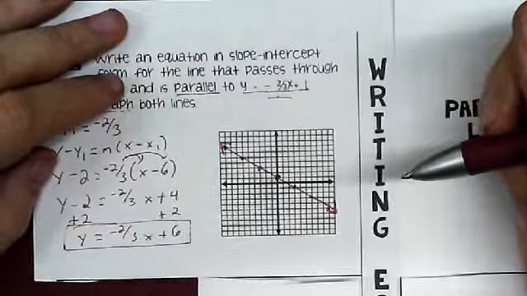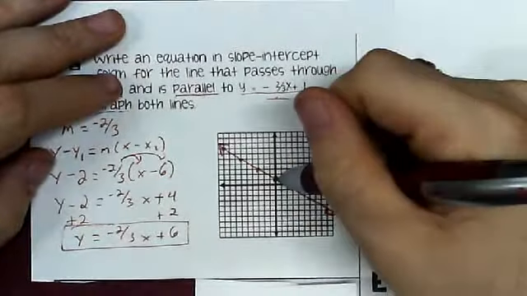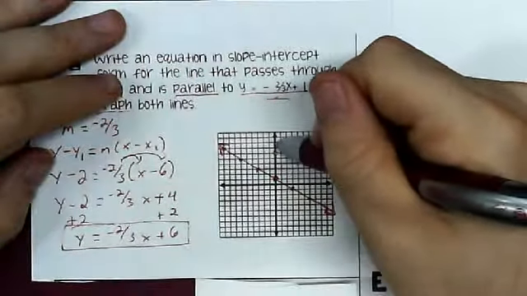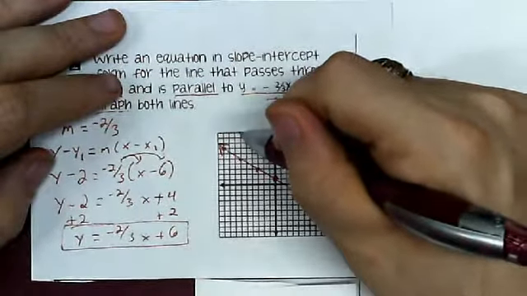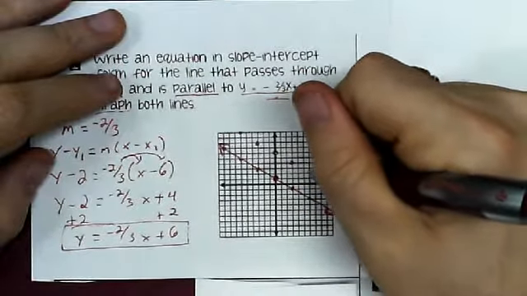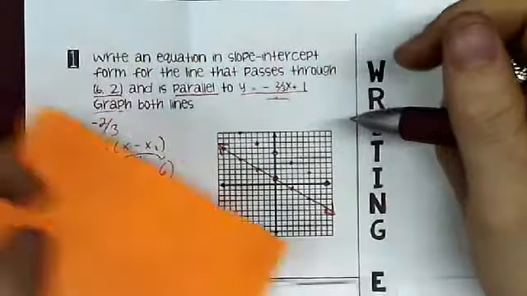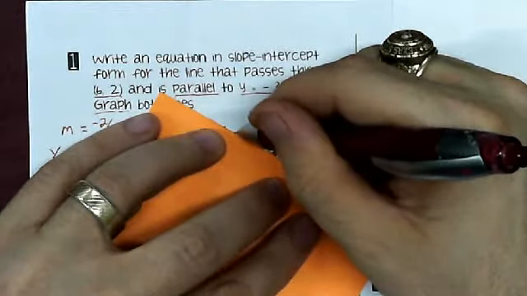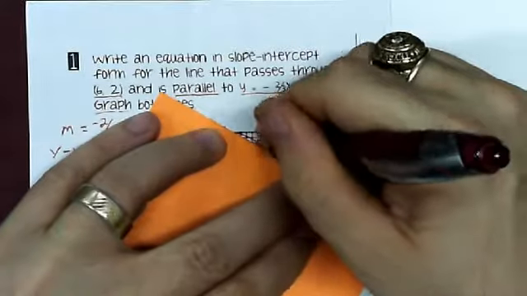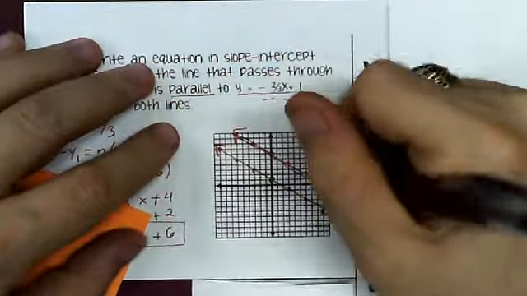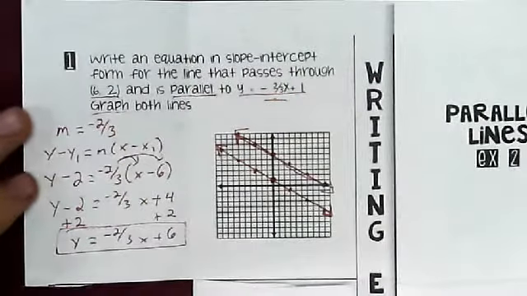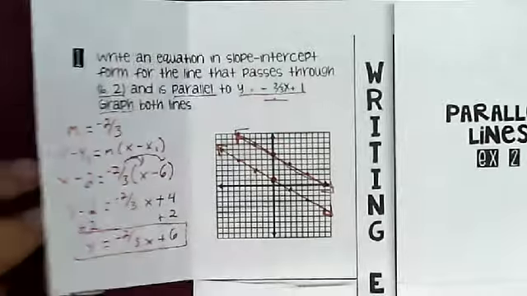And now I'll do my second line. So I'm going to start at 6. And I've got the same slope. And as you can see, these lines are in fact parallel. So that was an example for parallel lines. Now I'm going to give you an example for perpendicular lines.